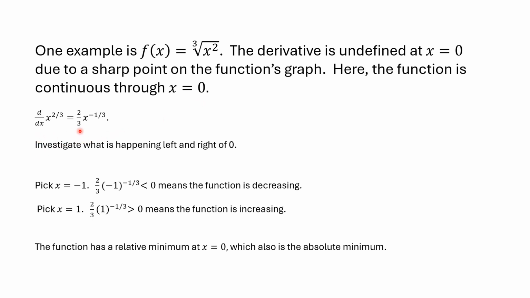So the derivative is 2/3 x to negative 1/3. Actually, the derivative would not exist in this case because we'd be dividing by 0. So we'll investigate what's happening left and right of 0. Let's pick x equal negative 1, and we come up with a negative expression. It means the function is decreasing. Pick x equal 1, we get a positive expression, which means the function is increasing.